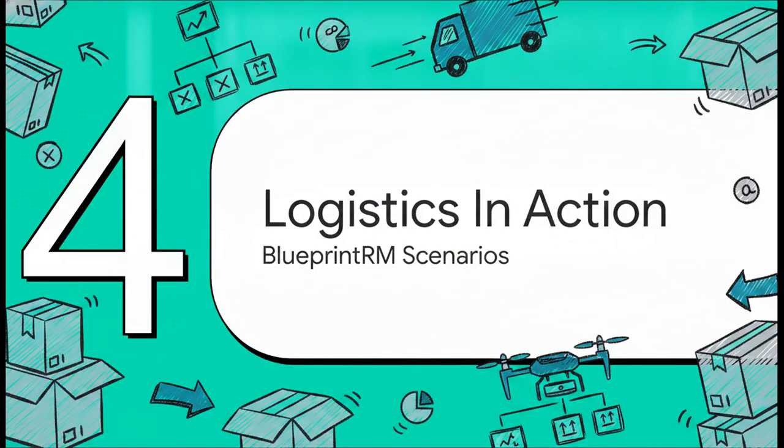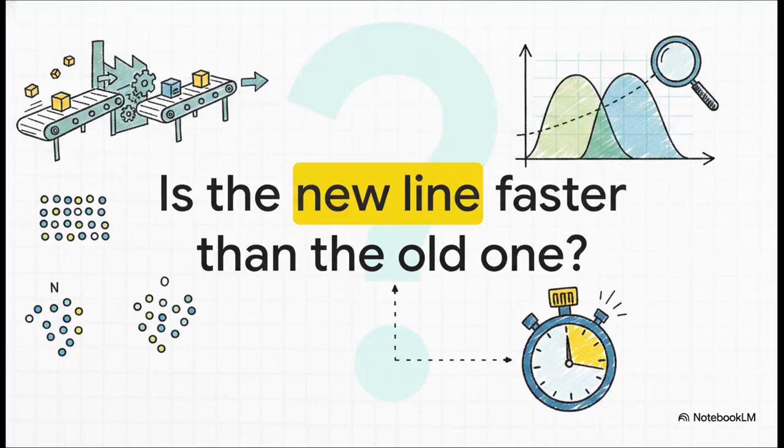Section 4, Blueprint RM Logistics in Action. Let's make this real. Here is our first puzzle, and it's a big one. The black belt wants to know, is the new packaging line genuinely faster than the old one, or are we just seeing a fluke? How do we actually prove it without just guessing?